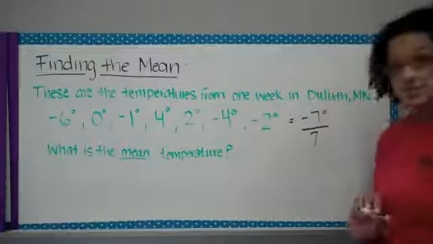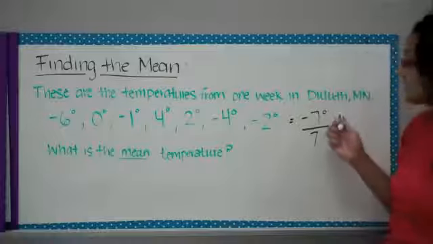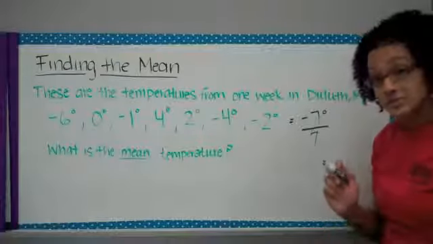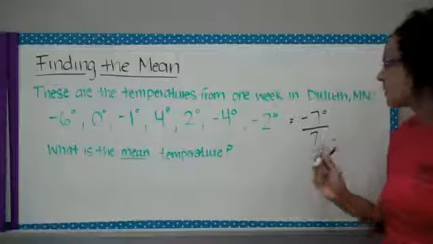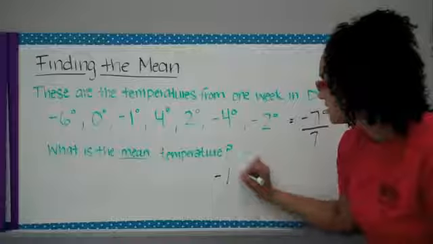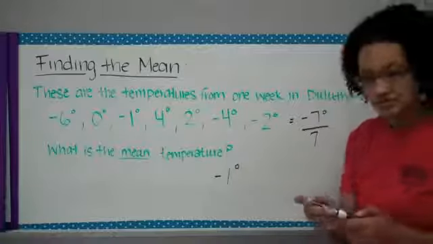All right, so now we've got a division problem, right? Negative 7 divided by 7. They have different signs, so the answer is going to be negative. 7 divided by 7 is 1, and so the mean temperature is negative 1 degrees. Goodness, it's cold, right?